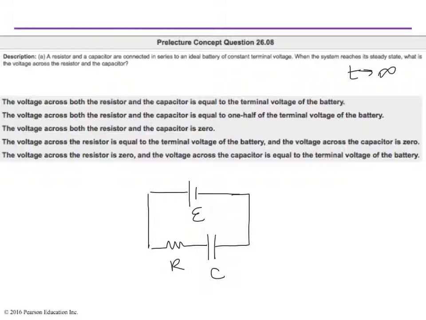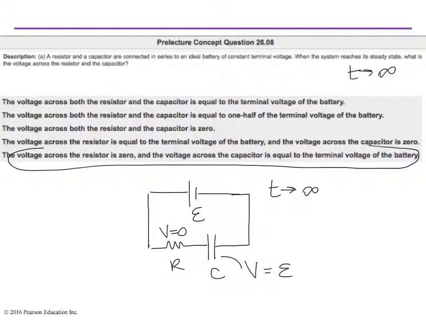So remember that when the capacitor becomes fully charged, the potential difference is equal to the potential difference of the battery, or the terminal voltage of the battery, which means that there is no potential difference across the resistor. It's all across the capacitor. And so that leads us to conclude that the answer is that the voltage across the resistor is 0, and the voltage across the capacitor is equal to the terminal voltage of the battery.